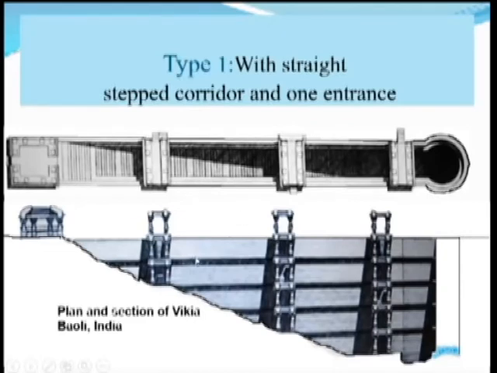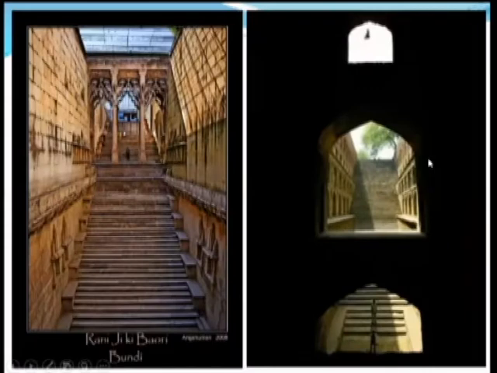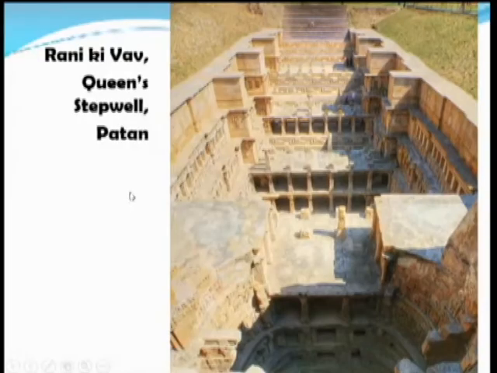Then this step Baoli, we have discussed the early condition of the Baoli's flight of steps going down, and there are bridges in the way, and then at the end there is the Kuan, and that is the shape of the Baoli. Starting point here, then starting point is over here, then steps, steps, steps, and steps, and steps. And this is Rani ki Baoli, again beautifully done.